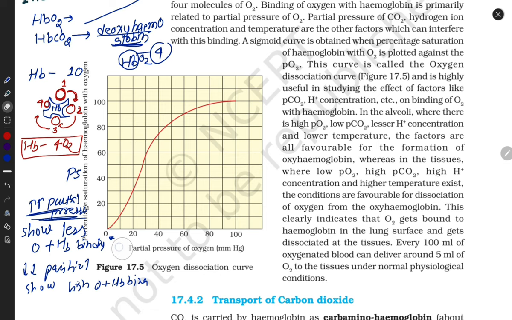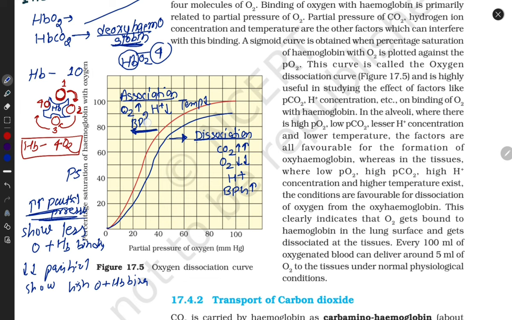I repeat once again, if the graph moves in this direction, it means they show dissociation. Factors that cause dissociation are high CO2, low oxygen, high H plus ion and high BPG, so they need high pressure for saturation. If the curve shifts this side, they show association. Factors that promote association are high oxygen level, low H plus ion, low temperature and low BPG. These factors promote association and those promote dissociation.